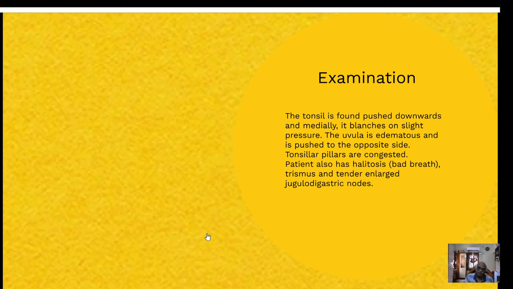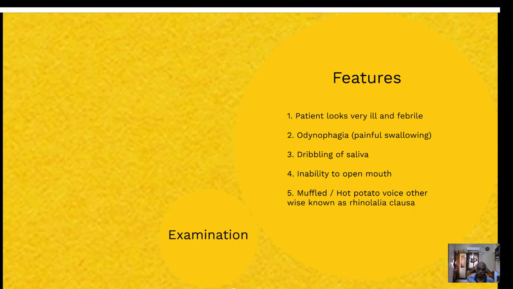On clinical examination of quinsy, the tonsil will be found pushed downwards and medially. When you use a tongue depressor to apply pressure, it will blanch on touch. The uvula is edematous and pushed to the opposite side. The tonsillar pillars are congested. The patient will have halitosis or bad breath. There may be trismus and enlarged jugulo-digastric nodes which could be painful on palpation.